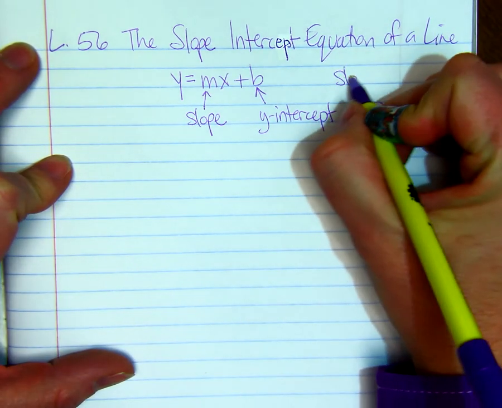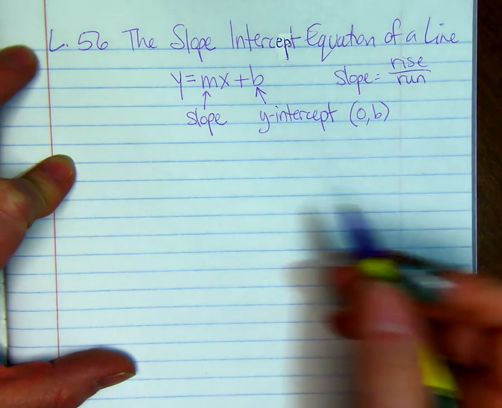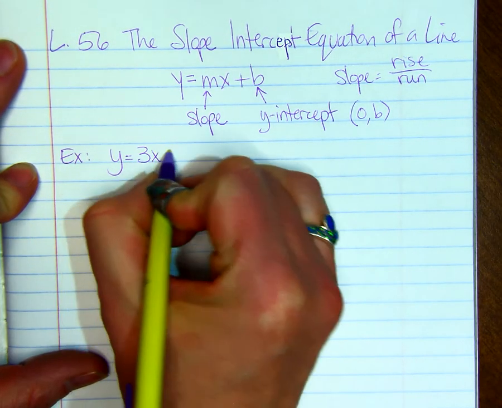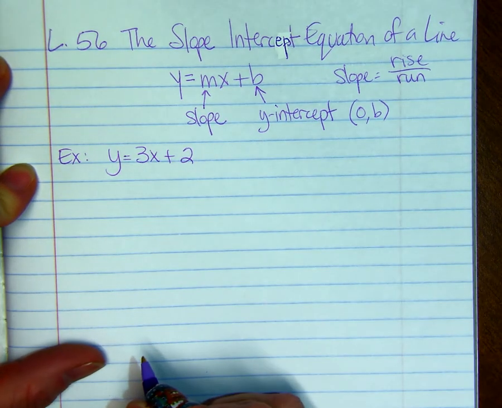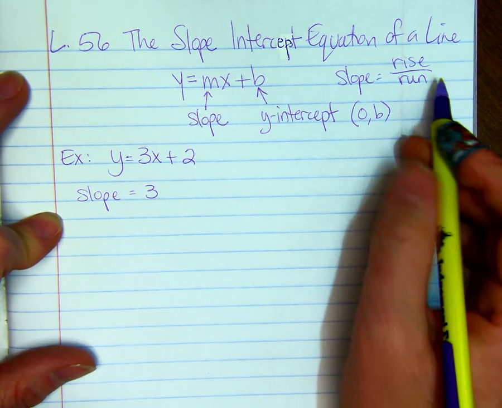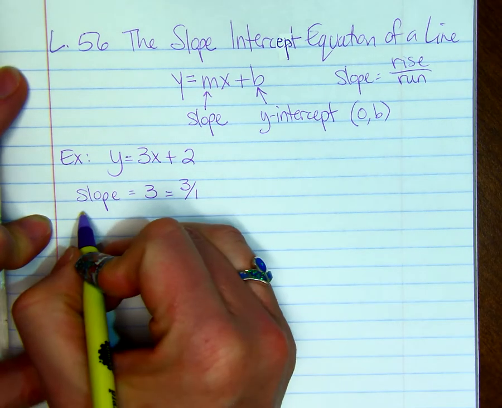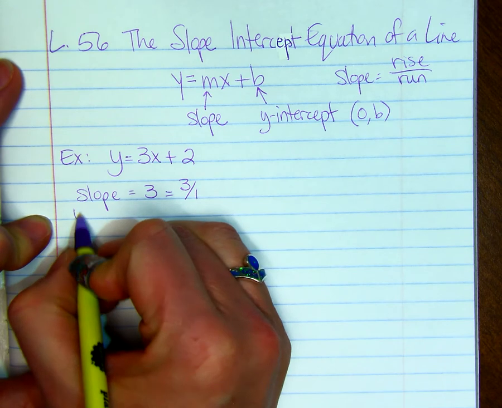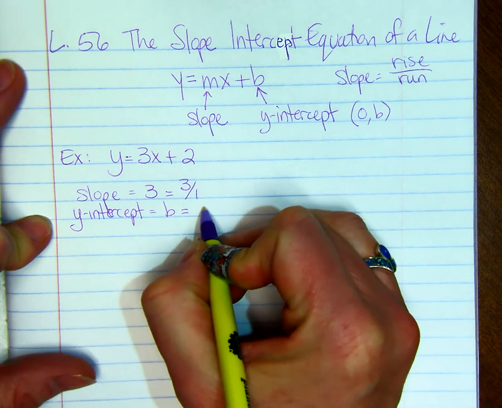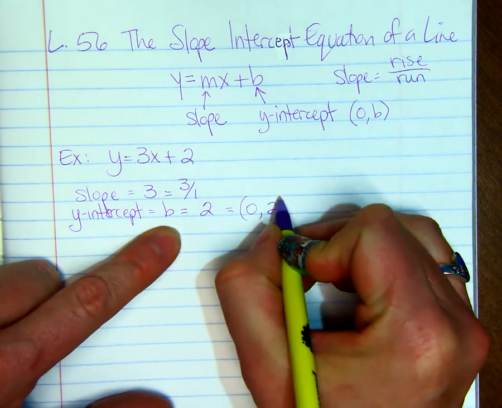If you remember from previous lessons, the slope is a fraction where we write the rise over run. So let me give you an example. We have this equation, y equals 3x plus 2. So the slope is equal to 3, which we can write as rise over run, so it could be 3 over 1. And the y-intercept, which we call b, is a positive 2. So it's going to cross the graph at (0, 2).